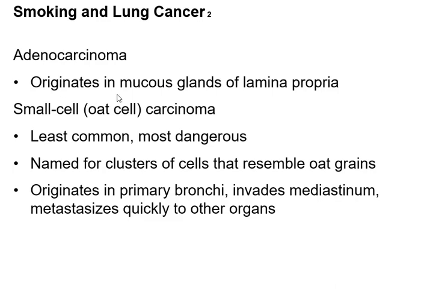Less common is adenocarcinoma, and it originates in the mucus glands. So you have cancer of the mucus glands. And then the least common, but the most dangerous, is the small cell, also known as oat cell carcinoma. They named it that because it looks like you've got granola in your lungs. It starts out in your primary bronchial tubes, and then it metastasizes very quickly to other organs.